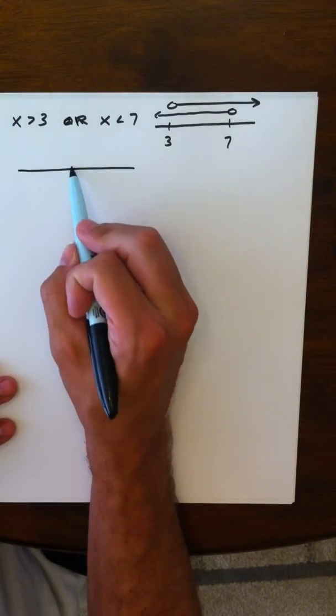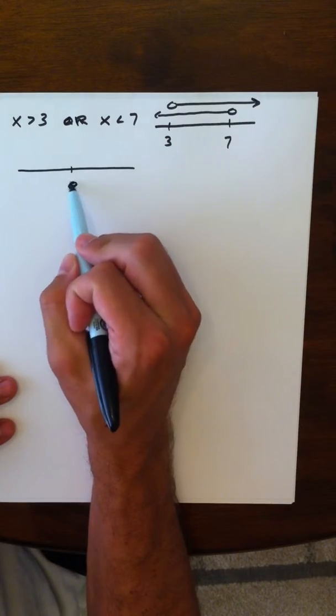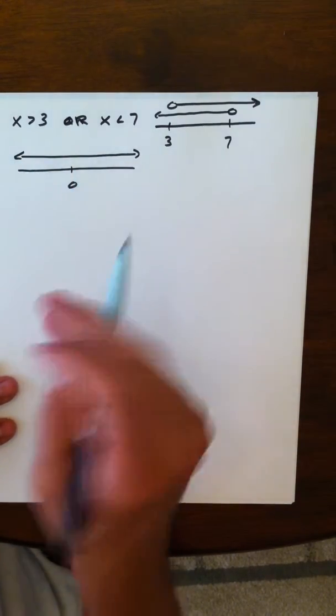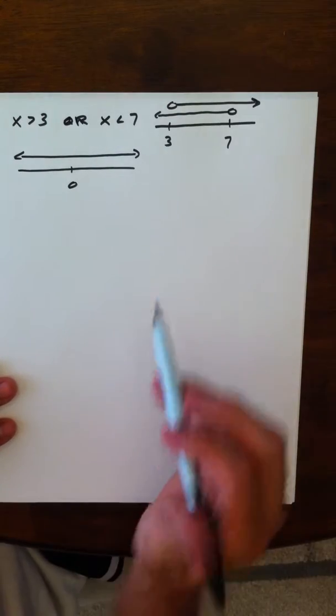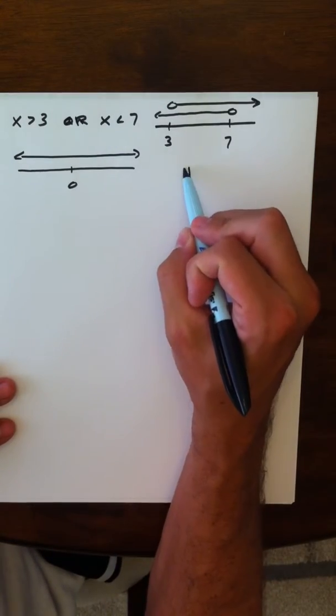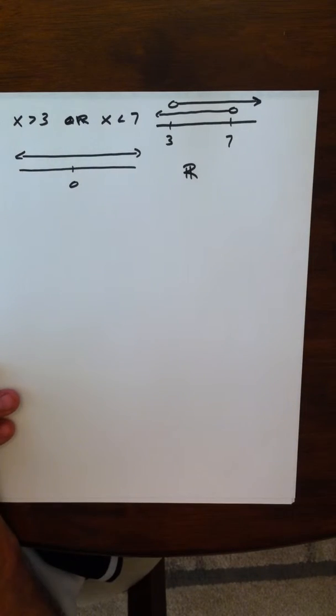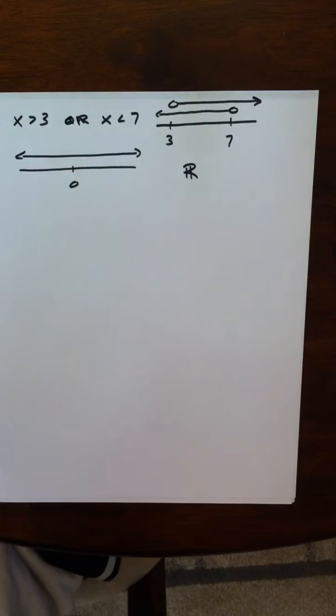Okay, so I'm just going to put a number down here. Let's say I put, I don't know, 0, doesn't matter. And then I'm just going to put an arrow up here like this. And that indicates that everything's being shaded. And so what's my solution? Well, it's all real numbers, meaning everything is an answer. Okay? So those are special cases.